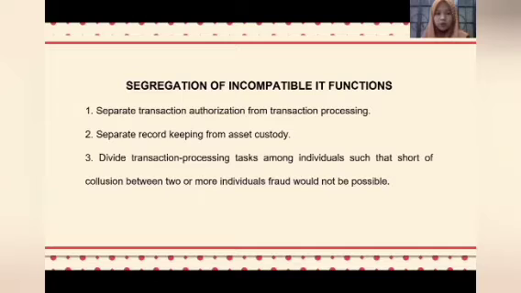The previous chapter stressed the importance of segregating incompatible duties within manual activities. Specifically, operational tasks should be segregated to: first, separate transaction authorization from transaction processing. Separate record keeping from asset custody. And divide transaction processing tasks among individuals such that, short of collusion between two or more individuals, fraud would not be possible.